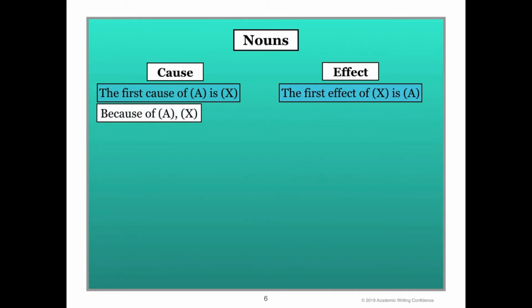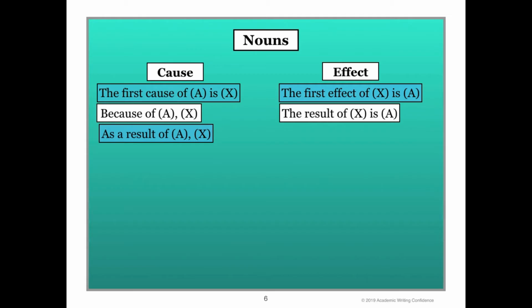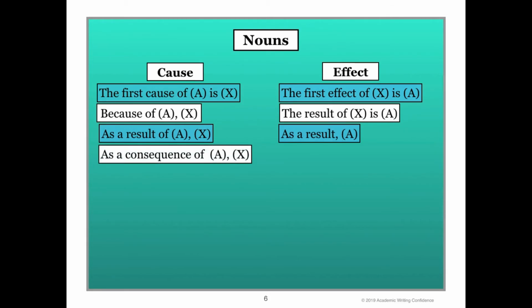Now, you could also say, because of A, X is true. Or, the result of X is A. So again, because of smoking, cancer can be a serious problem. Or the result of smoking is cancer. In the same way, we can use these phrases. As a result of A, X is true. Or as a result, A is true. As a consequence of A, X is true.